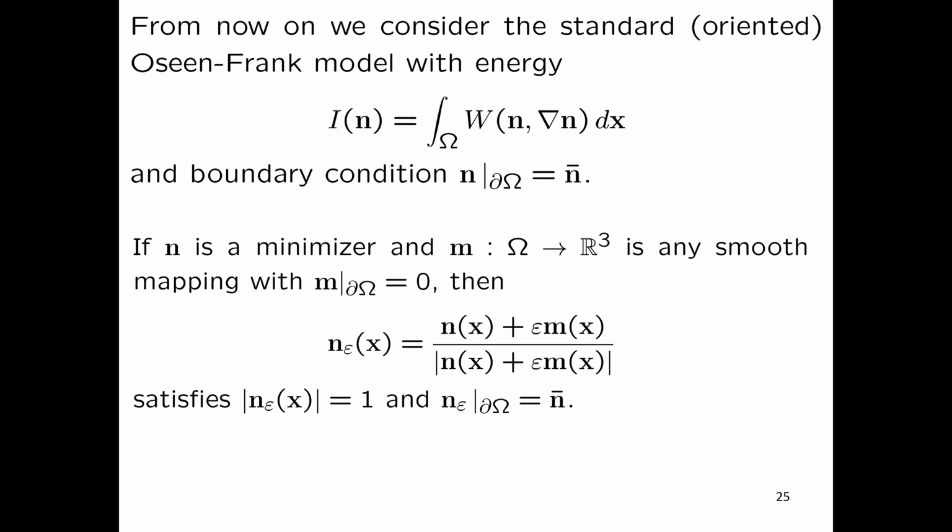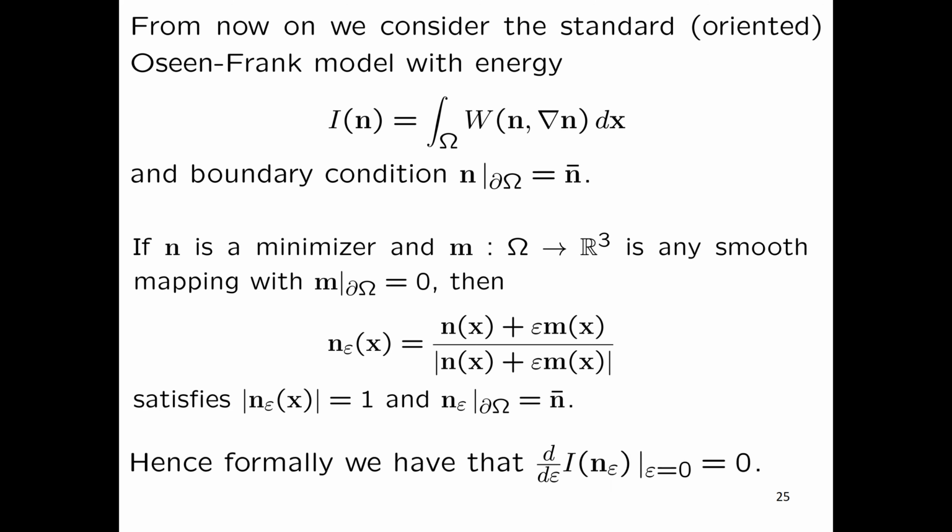It's a unit vector field, the norm of it is 1, of course. And so on the boundary, it satisfies the same boundary value as n does. So formally, you can calculate. You can put n epsilon in here, and you take the derivative with respect to epsilon. So if n is a minimizer, then the derivative of this with respect to epsilon at epsilon equals 0 should be 0.